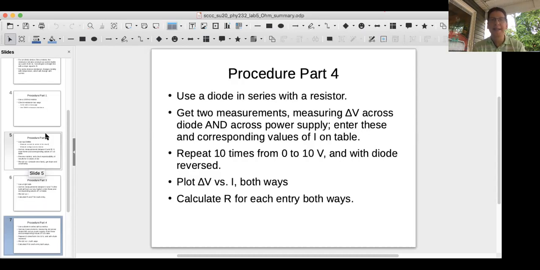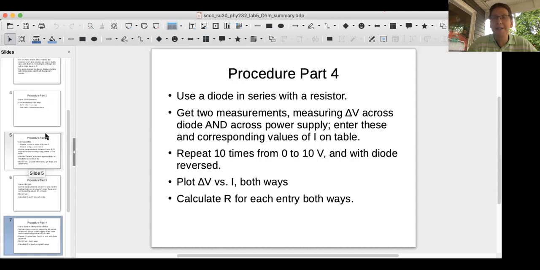I had a third multimeter, which made this simple. I measured the voltage across the power supply and used the third multimeter to measure voltage across the diode. So you're getting the voltage across the power supply, the voltage across the diode, and the current. So we had 3 multimeters going for this experiment. Go 10 times between 0 volts and 10 volts, and then reverse the diode: basically disconnect the diode, flip it around, and reconnect it.